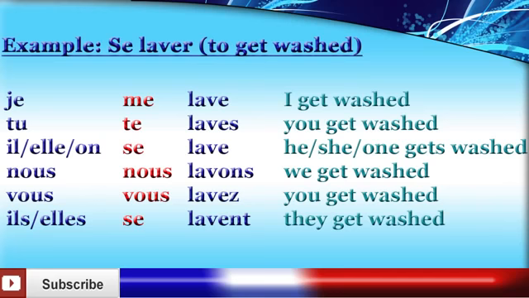So as you can see, the reflexive pronouns are me, te, se, nous, vous, se. Which one you choose always depends on the subject. So for example, with je, you'll always use me. With tu, you'll always use te, and so on.